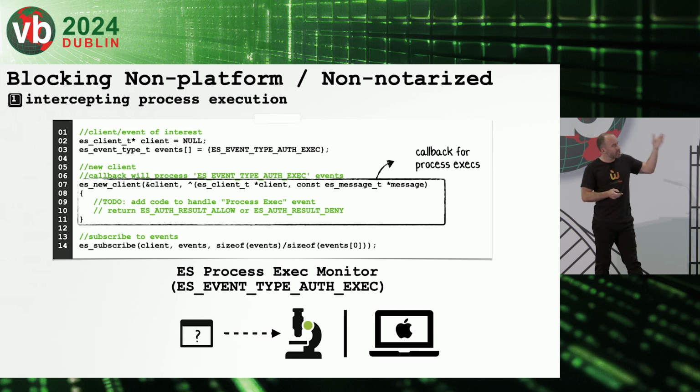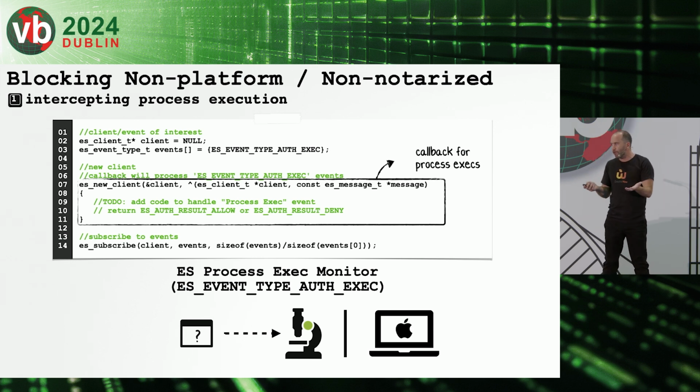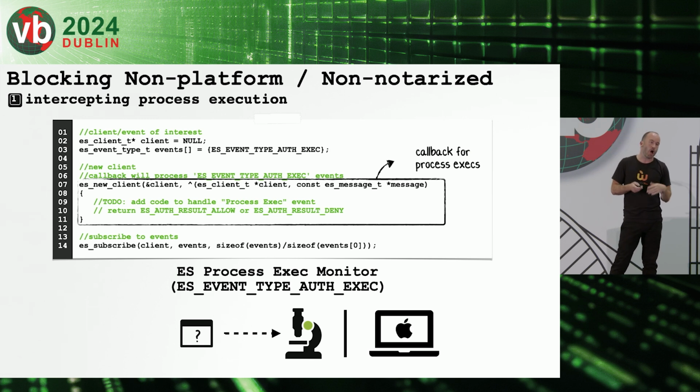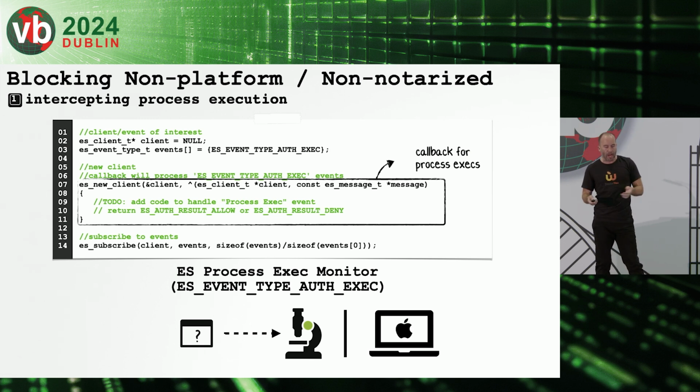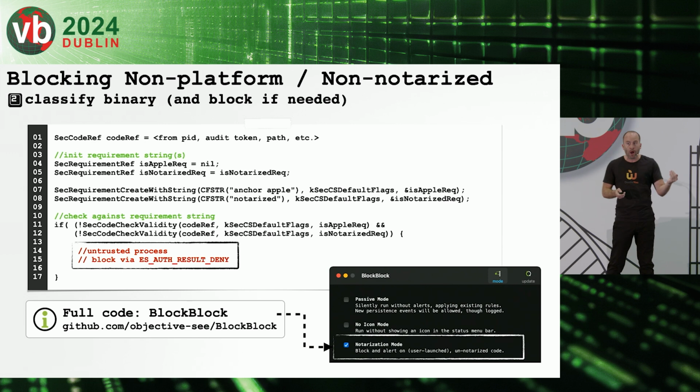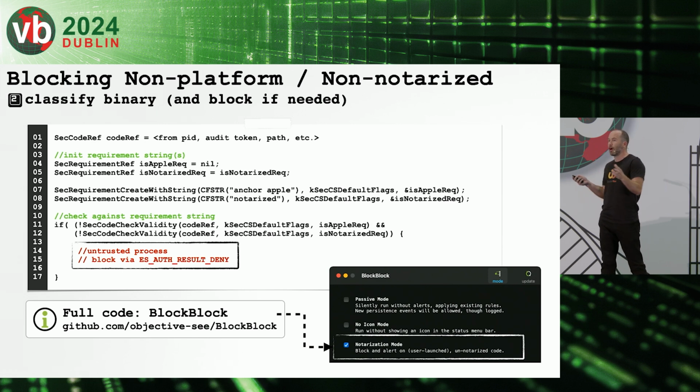So again, the code is pretty straightforward. It's just like the Gatekeeper override. We register a client, we specify the event of interest, in this case an auth exec, and then we subscribe to that. So now we are getting a callback anytime a new process is launched. How do we determine if it's good or bad? That also could be an entire presentation. For now, we're just going to check if it's notarized or not.